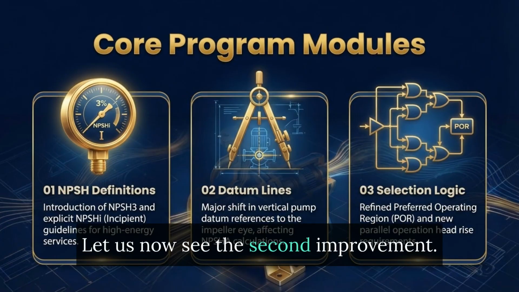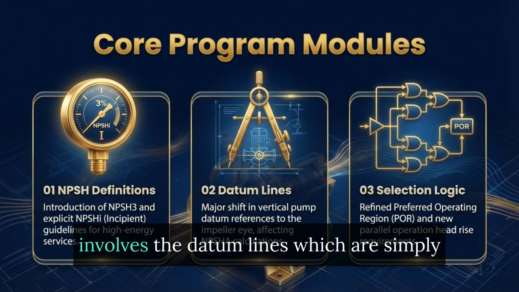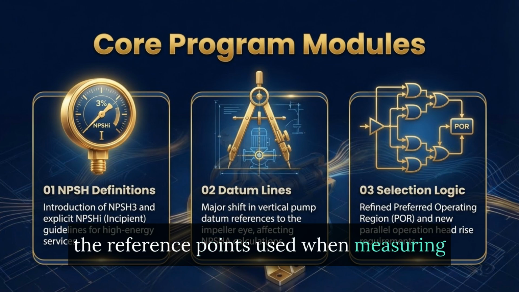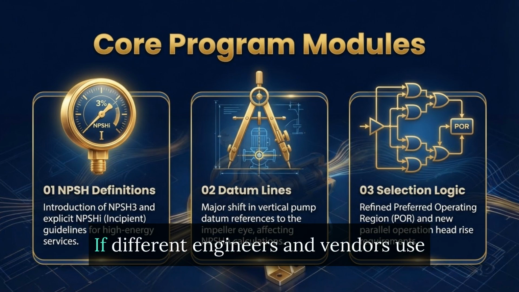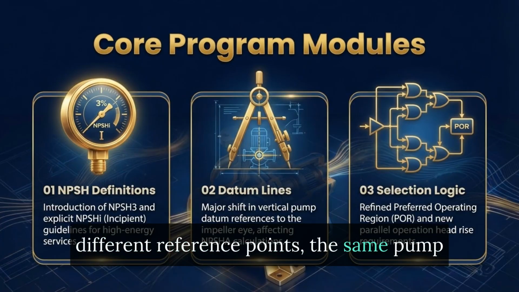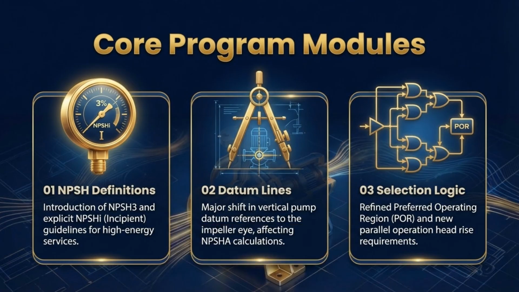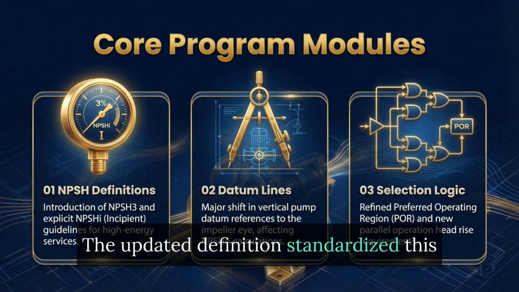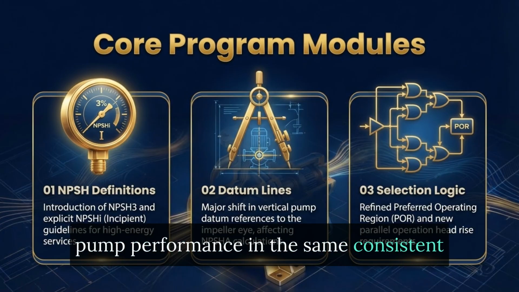Let us now see the second improvement. The second improvement involves the datum lines, which are simply the reference points used when measuring pump head, suction pressure, and elevation. If different engineers and vendors use different reference points, the same pump could appear to have different performance values. The updated definition standardizes these reference points so everyone measures the pump performance in the same consistent way.